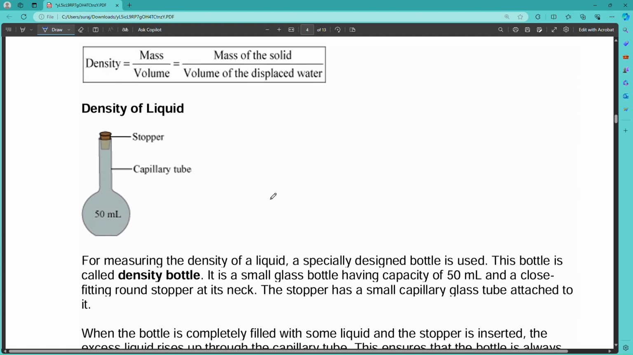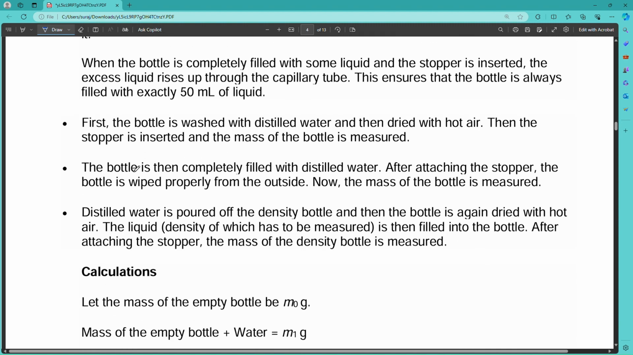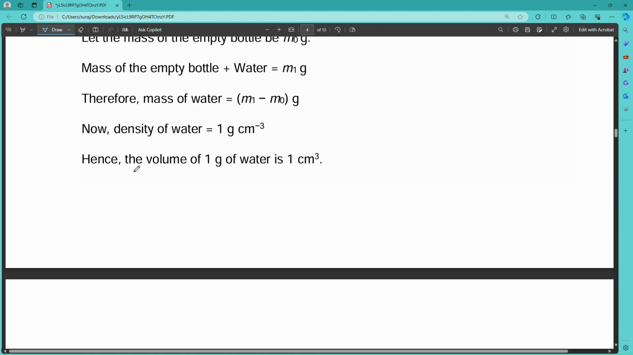Density of a liquid is also simply calculated by using density bottles. If the density bottle is filled up to 50 ml, then whenever you drop any object inside, the amount of water released is the volume of that object. So this is the calculation method, you can skip that, it is not so necessary.